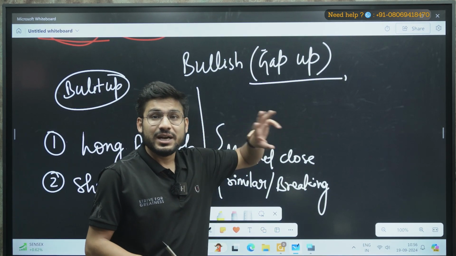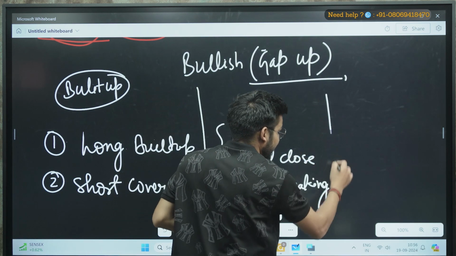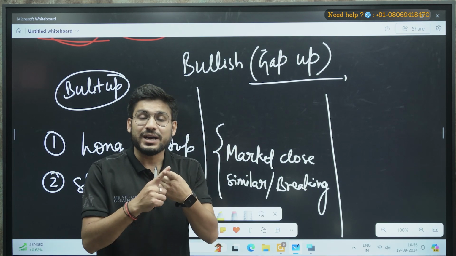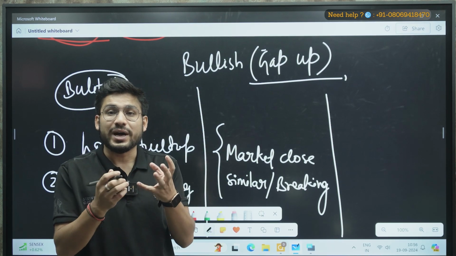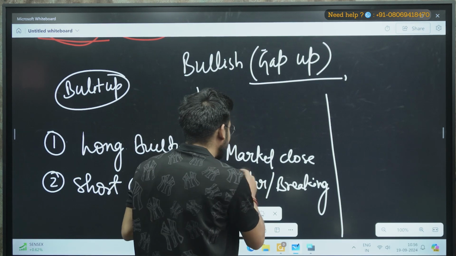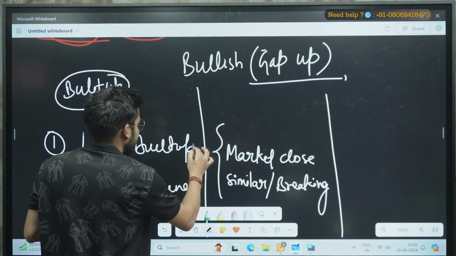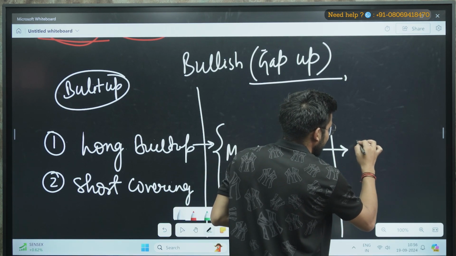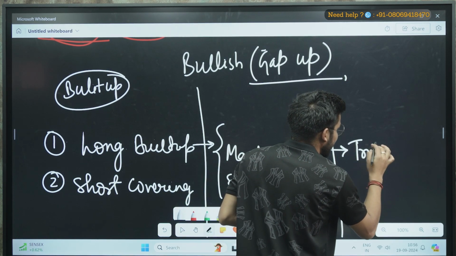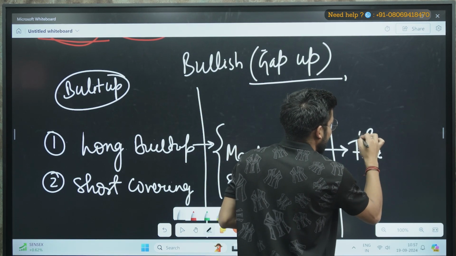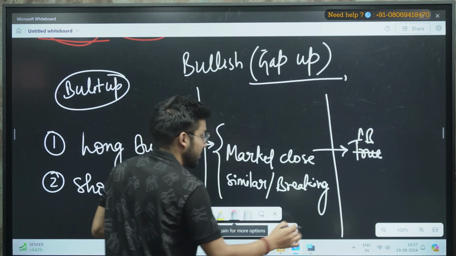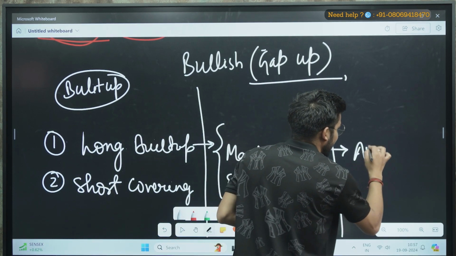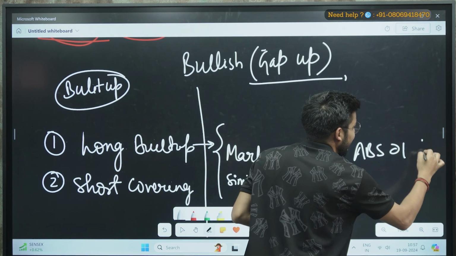Then there is the third and last condition that I have to follow for the gap up opening, right? That condition is whether there is an absolute OI or not. So in the first case, when I'm going with the long build up, there should be absolute OI. Let me clean it. Okay, so my absolute OI should be increasing.